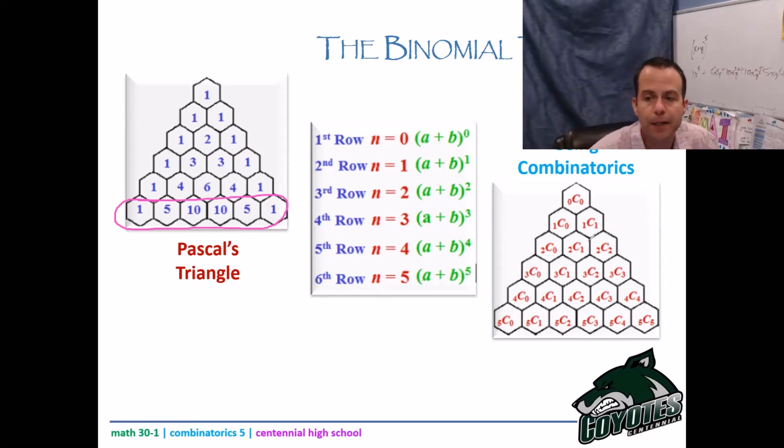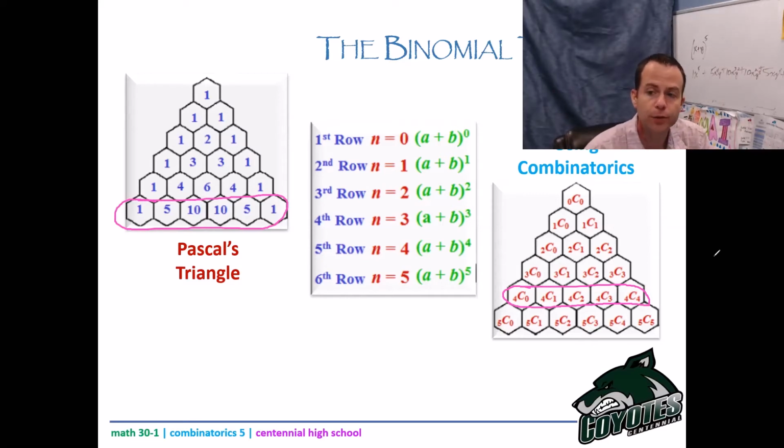Okay, so if I picked when n was 4, I choose 4 choose 0, 4 choose 1, 4 choose 2, 4 choose 3, 4 choose 4. Okay? And so what this allows us to do is, maybe I don't want to do the whole expansion. Maybe I just want to find one term in the expansion.